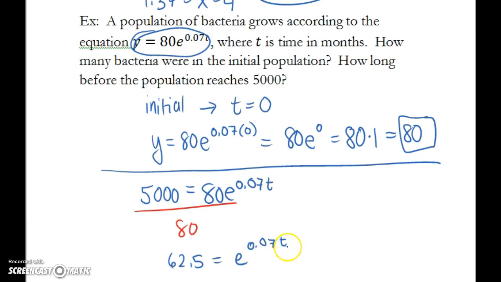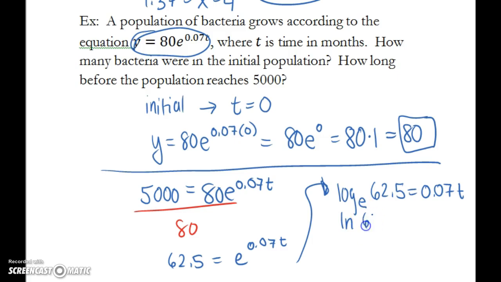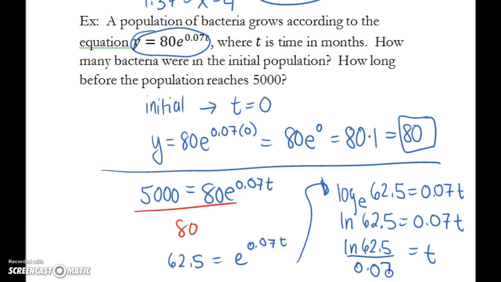Now we want to solve for t, but t is trapped up here in the exponent position. To bring an exponent down, like in the previous problem, we want to use logs. So we're going to rewrite this as a log equation. Our base is e, so log base e of 62.5 equals our exponent, 0.07t. Log base e is the same thing as the natural log. So the natural log of 62.5 equals 0.07t. Finally, to solve for t, we divide by 0.07. So the natural log of 62.5 divided by 0.07 would give us our answer.